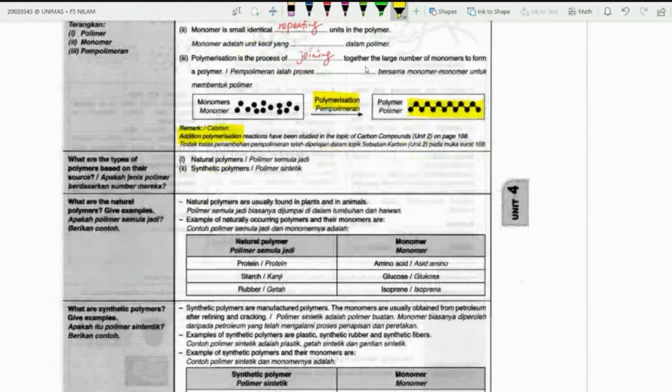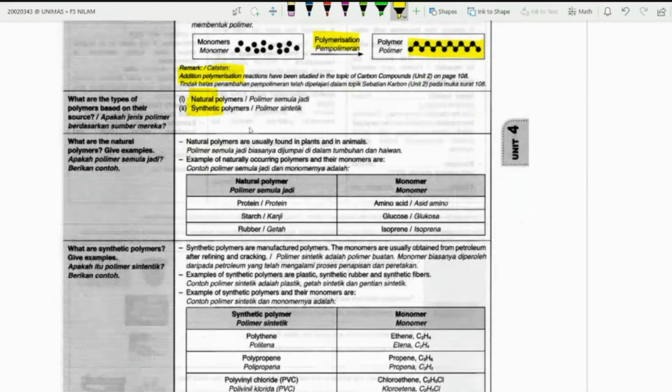Now, what are the types of polymers based on their source? The first one is natural, the other one is synthetic. Synthetic means man-made, natural means occurring naturally. So what are the natural polymers? Examples are normally found in plants and animals. For example, protein is a natural polymer; the monomer is amino acid. Starch, the monomer is glucose. Rubber, the monomer is isoprene.